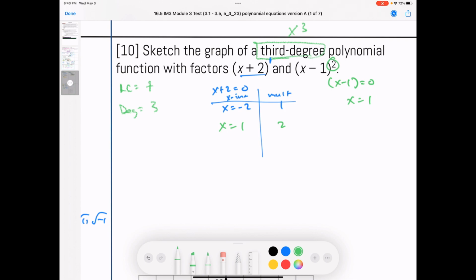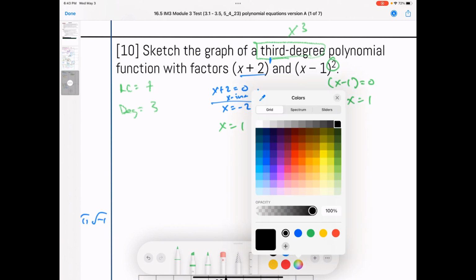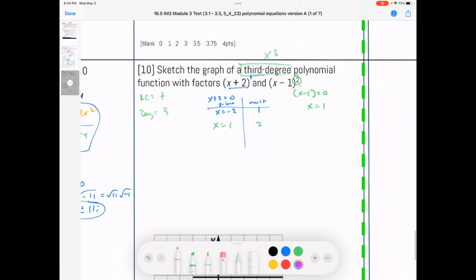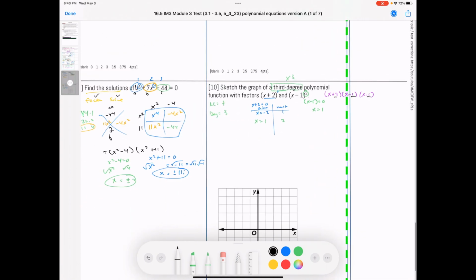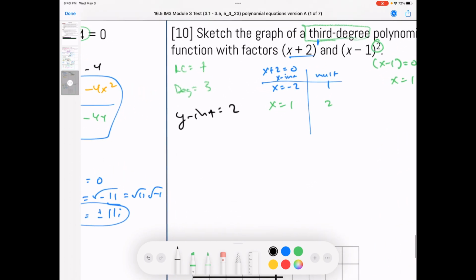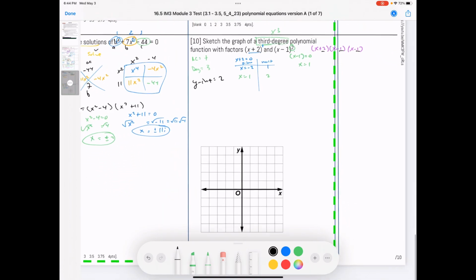Another one you can do is just multiply the constants. 2 times negative 1 is negative 2, negative 2 times negative 1 is positive 2. So that gives me a y-intercept of 2.